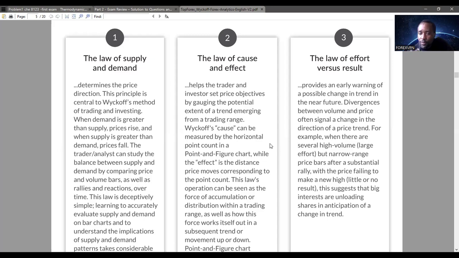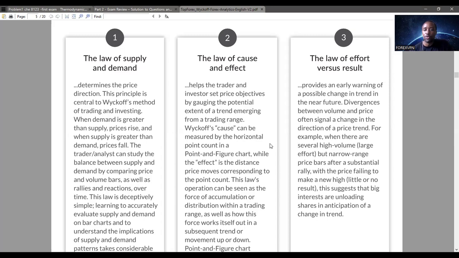All right. So this provides an early warning of possible change in trend in the near future. Divergence between volume and price often signals a change in direction of a trend. Okay. So for example, when there are several high volume, large efforts, that means large efforts.